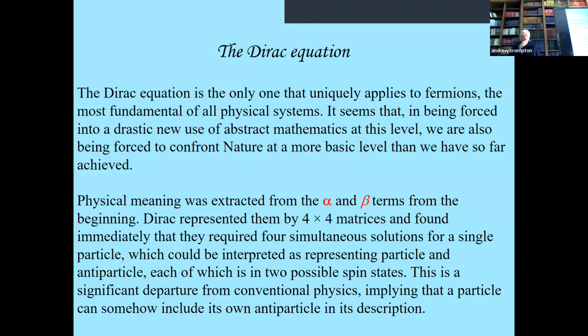And now Dirac managed to get some immediate physical meaning out of alpha and beta. He realized that they could be represented by 4x4 matrices with just ones and zeros and stuff like that in, and found immediately that there were 4 simultaneous solutions for a single particle. And he said these could represent particle and antiparticle, spin up and spin down, or left and right-handed. And this is quite extraordinary because your solution has to include an antiparticle as well as a particle. And this is something new.